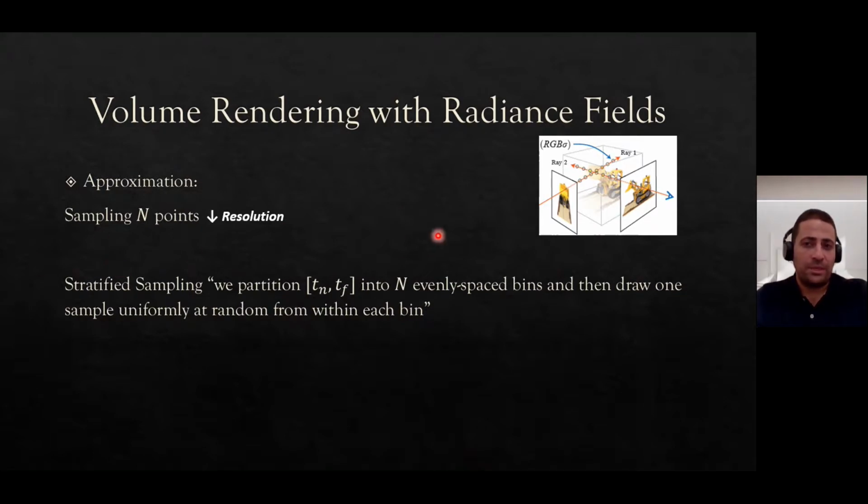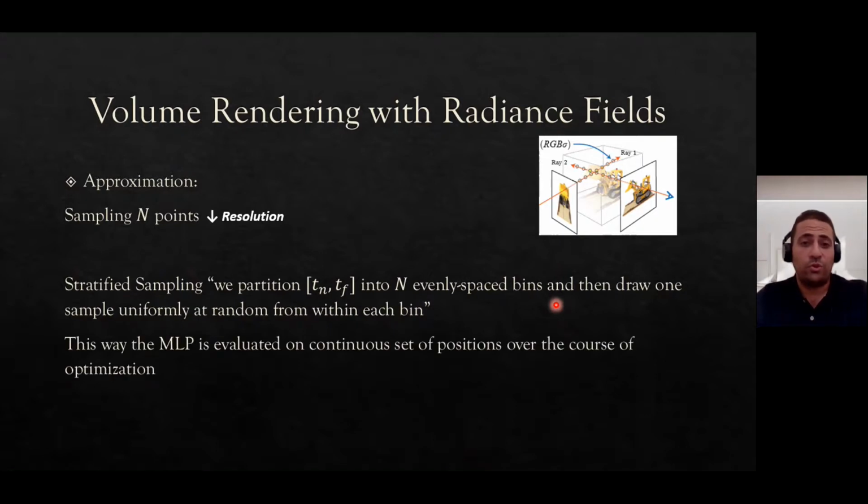In stratified sampling, they partition the length between t near and t far, from the first point to the last point, into n evenly spaced bins. So between this point and this point, this is one bin. Between this point and this point, there is another bin. And they draw one sample uniformly at random from within each bin. So within the first bin, they take a random sample between these two points. We don't know where this sample would lie exactly. It's just randomly chosen at a distance between these two points.